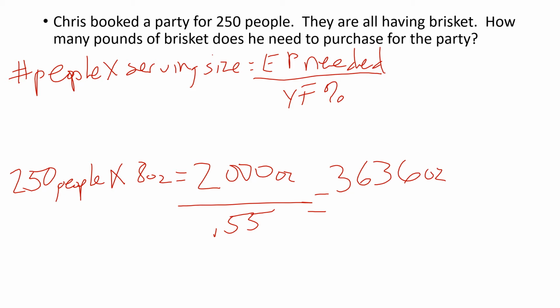Okay? We need to divide this by our 16 ounces, and that's going to give us our amount to order in pounds. So 227.27 pounds. So I might go ahead and make it 228 pounds of ordering brisket. Okay? Do we see how that works? Yes.